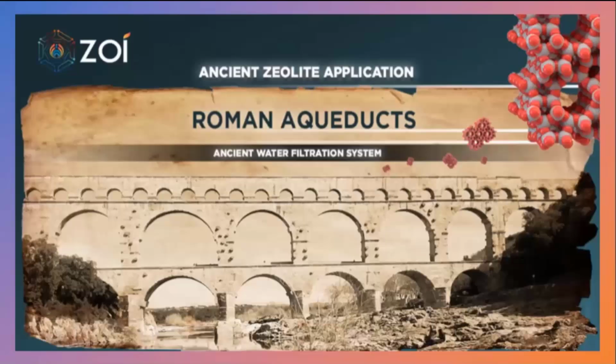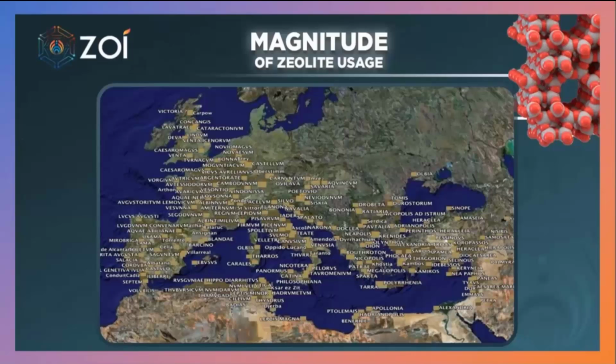Let me show you an example of an ancient zeolite application usage. These are Roman aqueducts. Basically, this was an ancient water filtration system. And if you want to see the magnitude, check this out. This is how plentiful the aqueducts were used in the early Roman times. So those early Romans knew the power of the filtration of the zeolite.